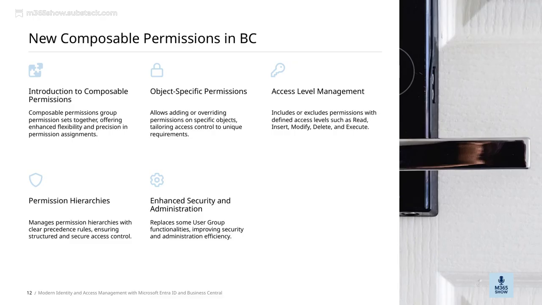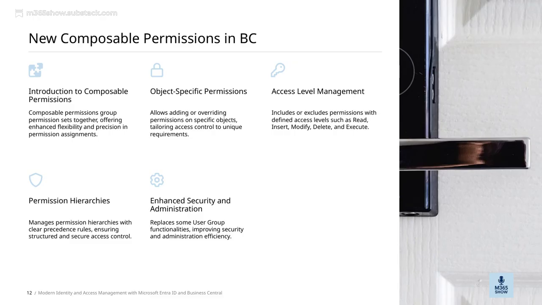With defined precedence rules, we can ensure that access control is both structured and secure, reducing the chances of accidental or unauthorized access. Another important aspect is that these permissions include or exclude specific access levels, such as read, insert, modify, delete, and execute. This gives us fine-grained control over what users can do at a very detailed level.